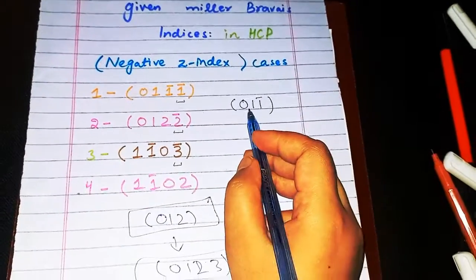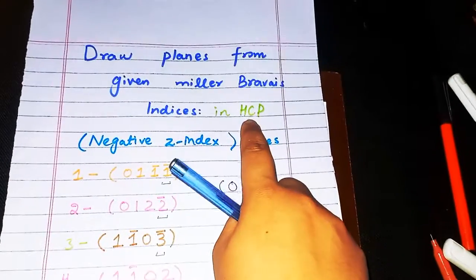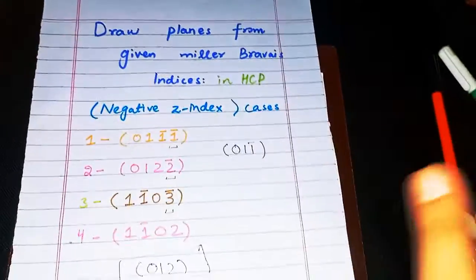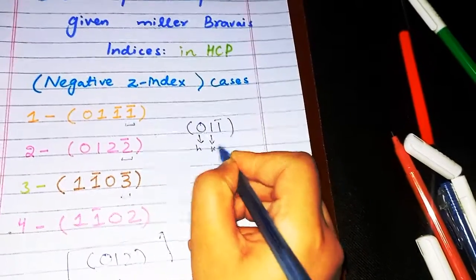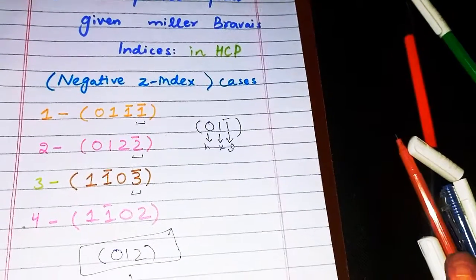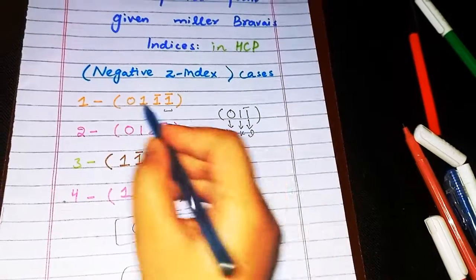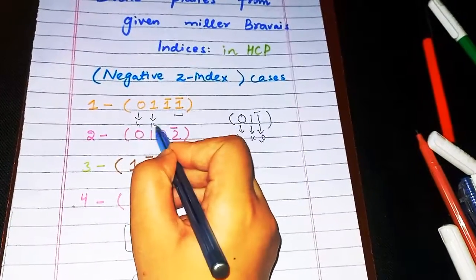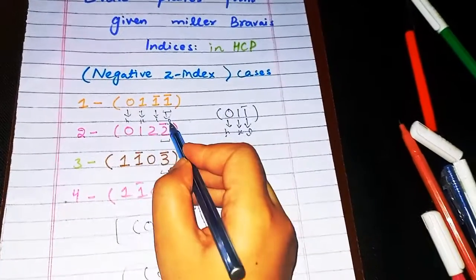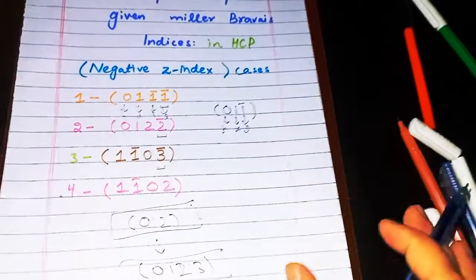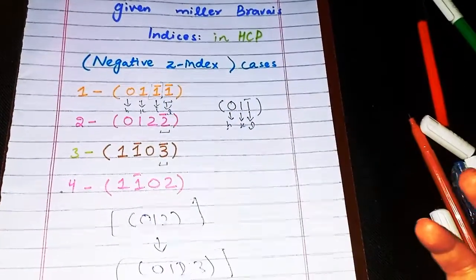So you are supposed to convert them into Miller-Bravais indices first, then you can draw the plane inside the HCP, because Miller-Bravais indices are needed. So this is H, this is K, and this is L. I is missing. Only I is missing. Keep in mind that the H, K and L of Miller indices and of Miller-Bravais indices are the same. There is only an additional index that we need to calculate.